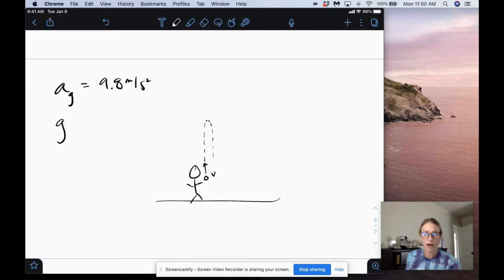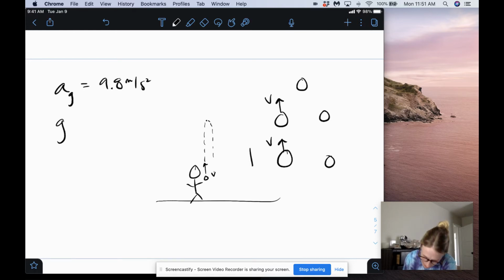Now, as it's going up, we know that the velocity is pointed upwards, right? But the acceleration of gravity is pointed downwards. So because of that, it's slowing down, slowing down, slowing down as it's going up. When we get to the very top of that trajectory, that path, we have a velocity of 0 at the top, because that tennis ball is going to slow down, stop, and then turn around and come back and fall toward the Earth.